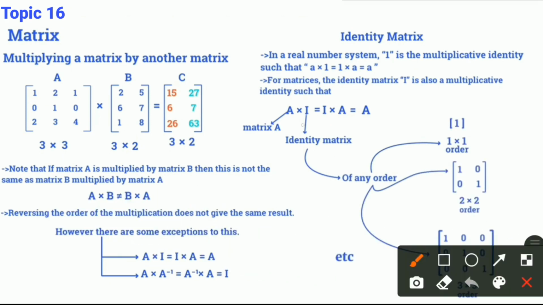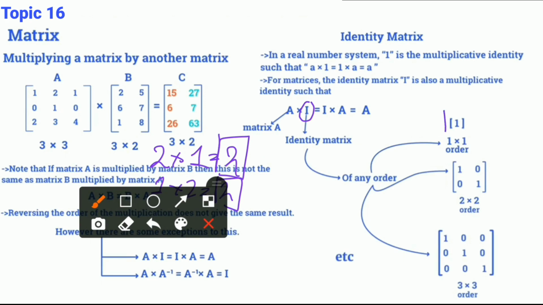Matrix A is multiplied by the identity matrix. You can just think of this as multiplying a number by 1. It will give the same thing, and changing the order will give the same thing. Okay, so I is nothing but 1. In the matrix world, we can just denote it as I. It has different matrix orders. It could have 1 multiplied by 1 order, which means one row and 1 column. It could have 2 multiplied by 2 order.